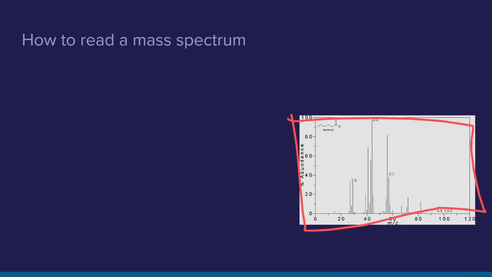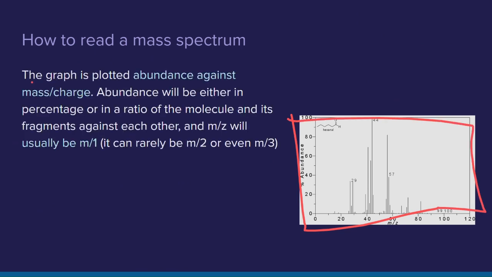So now we're learning how to read the mass spectrum. The graph is plotted abundance against mass over charge, and abundance will be either in a percentage or in a ratio, which it seems to be here even though it says percentage. And it will be a ratio of the molecule and its fragments against each other, so they're all against each other here.